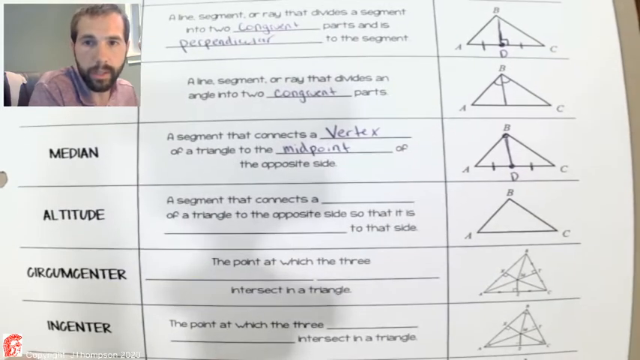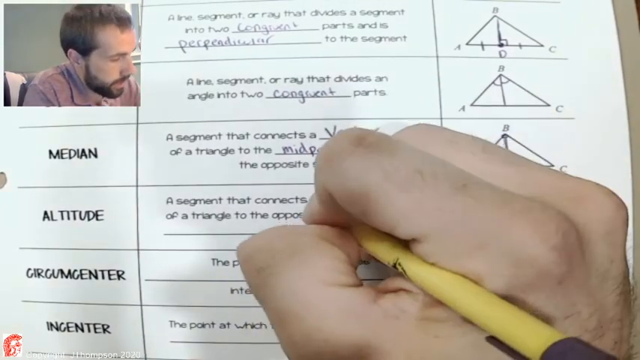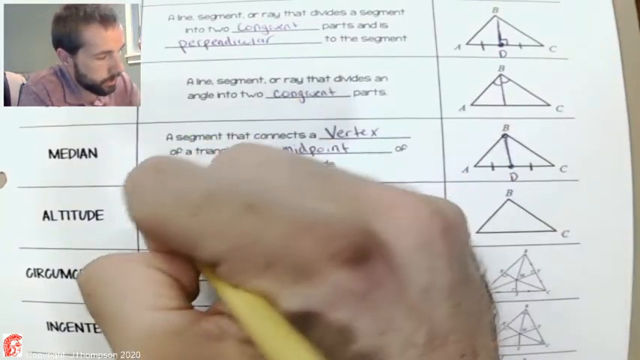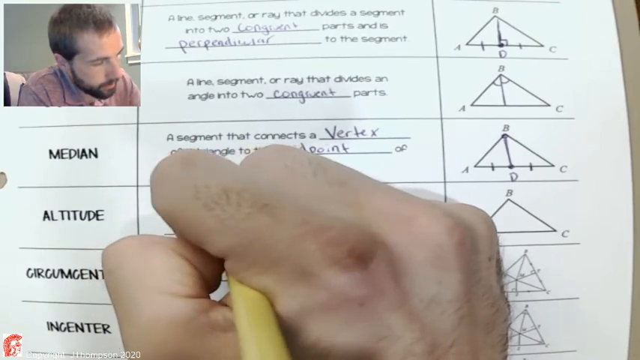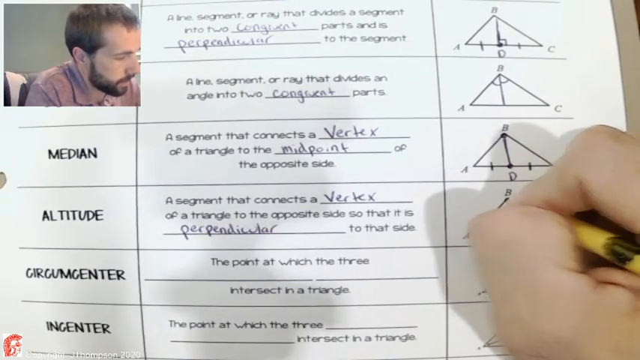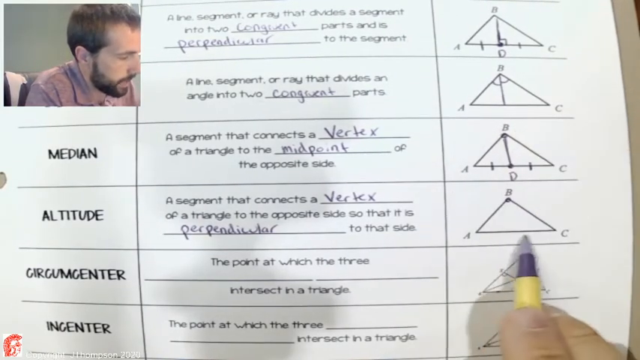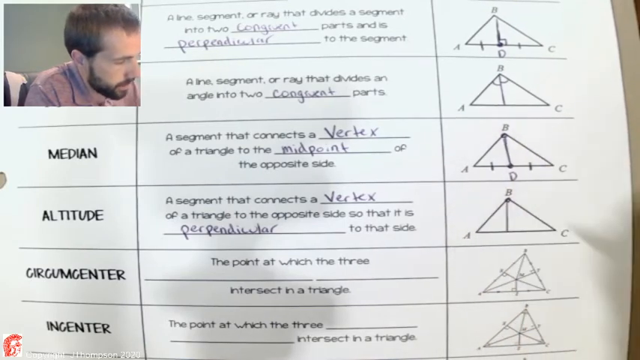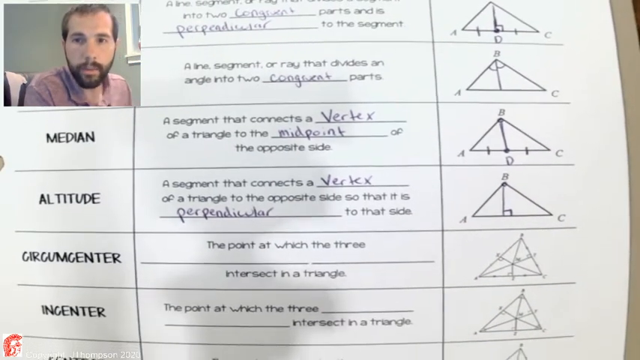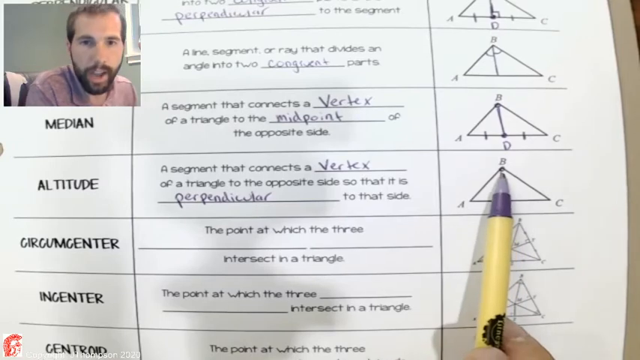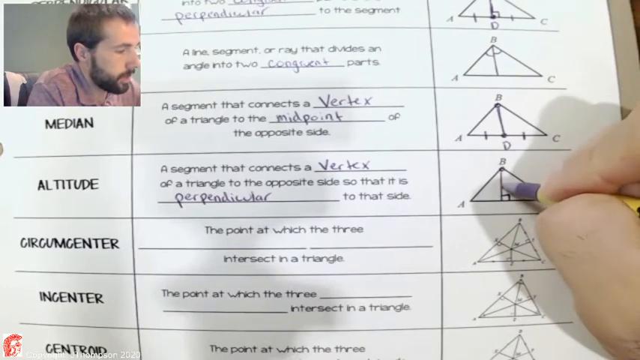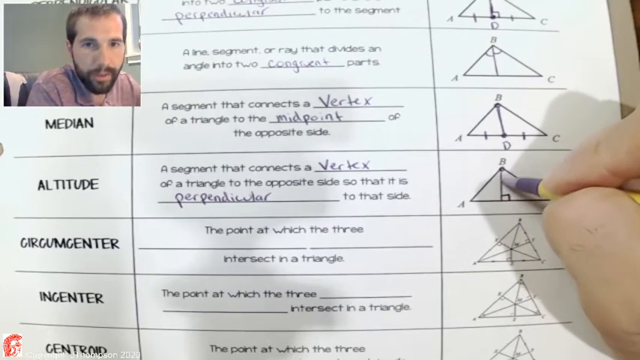Okay, the next word is an altitude. An altitude connects a vertex of a triangle to the opposite side so that it is perpendicular to that side. Okay, so in this case, I'll pick B again. That's a vertex, and I'm going to draw a line that's perpendicular to AC. And to show that it's perpendicular, you want to put the box, the right angle box. Altitude you often hear maybe with the height of an airplane or how high you are up on a mountain. It's always perpendicular to, let's say, the ground, for instance.